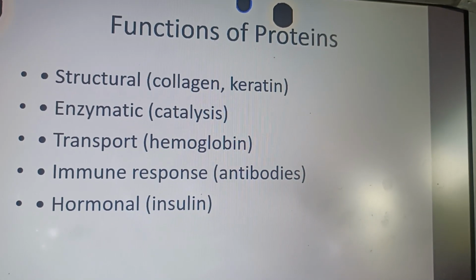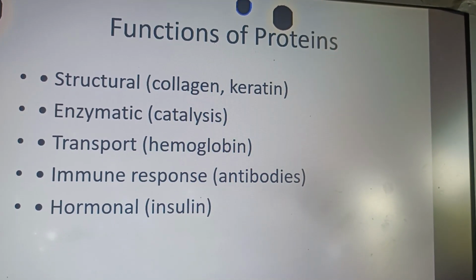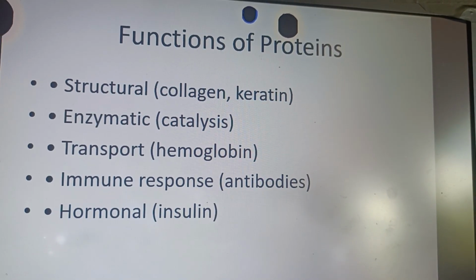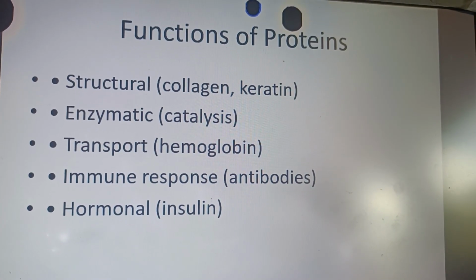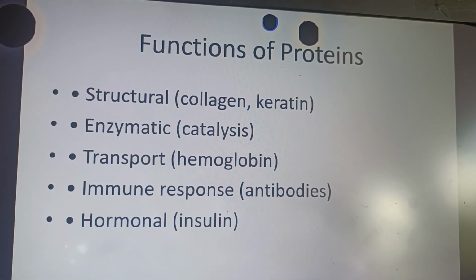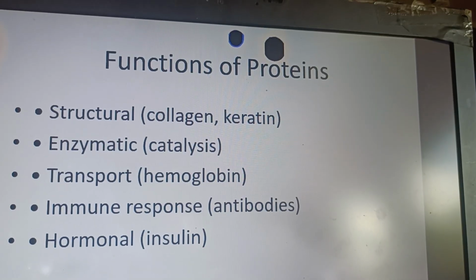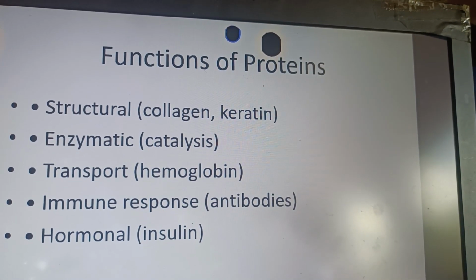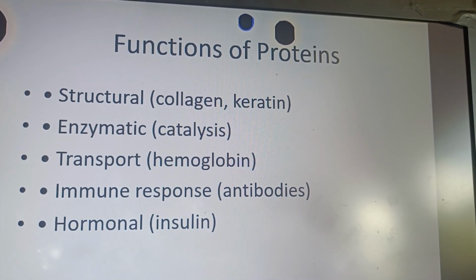And the next one, you have the transport function. Proteins have the function of transporting hemoglobin in blood. The next one is the immune response. Antibodies contain proteins, and these proteins function in the immune system through the antibodies.